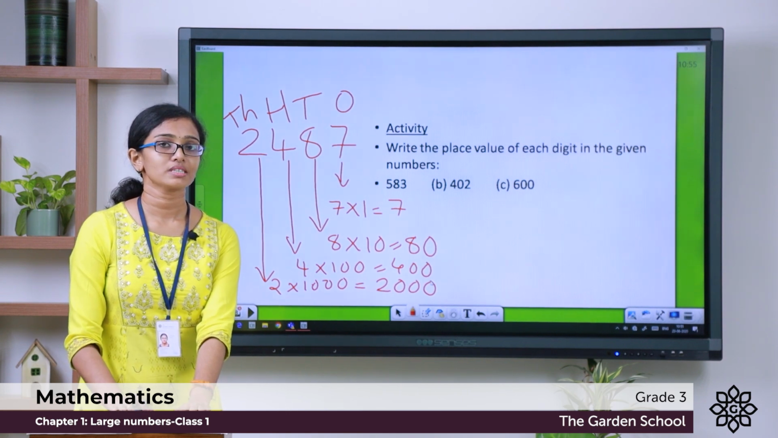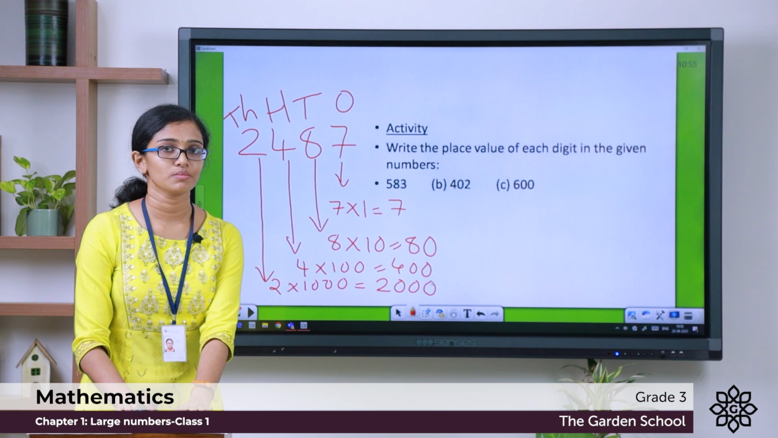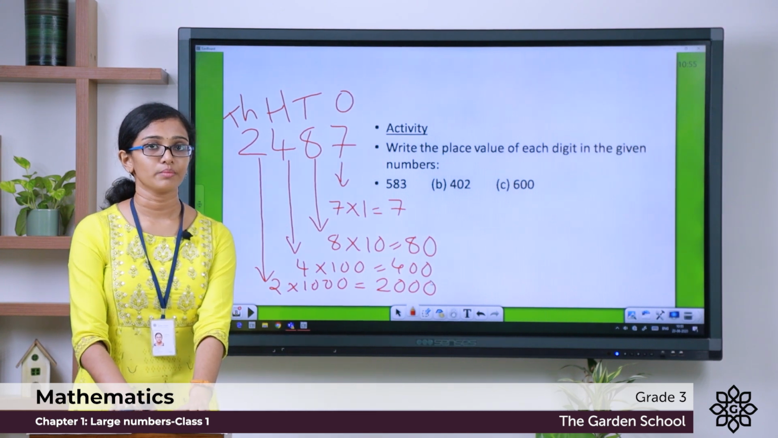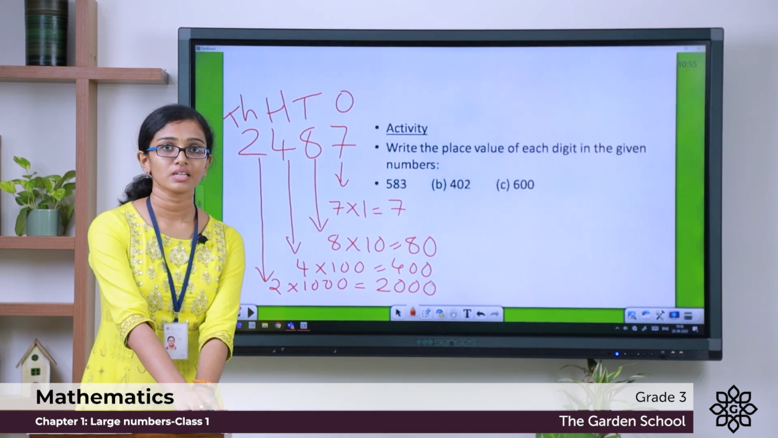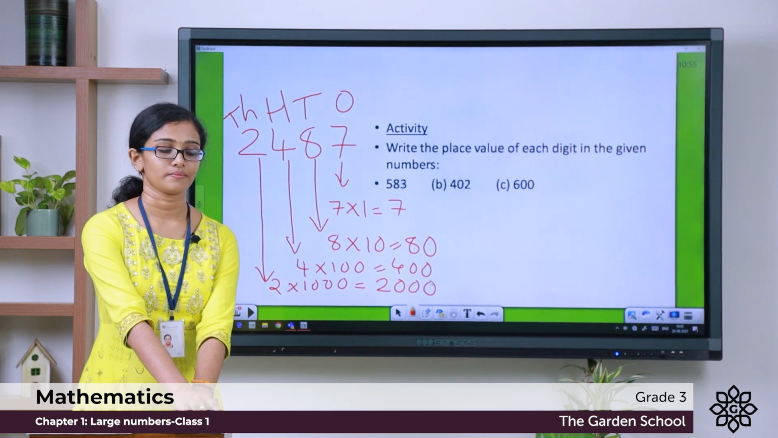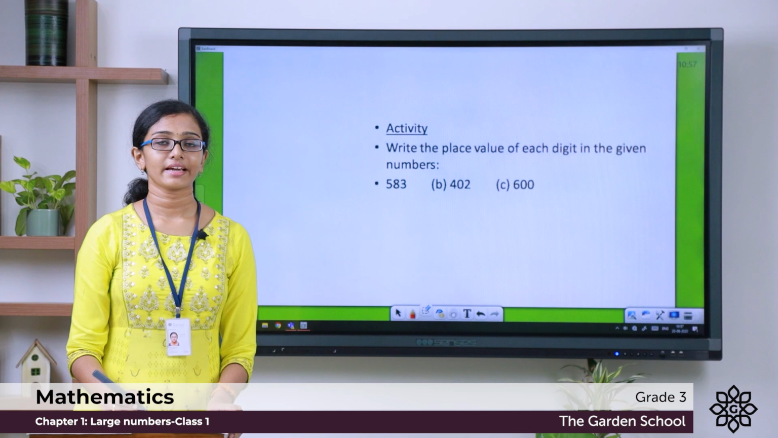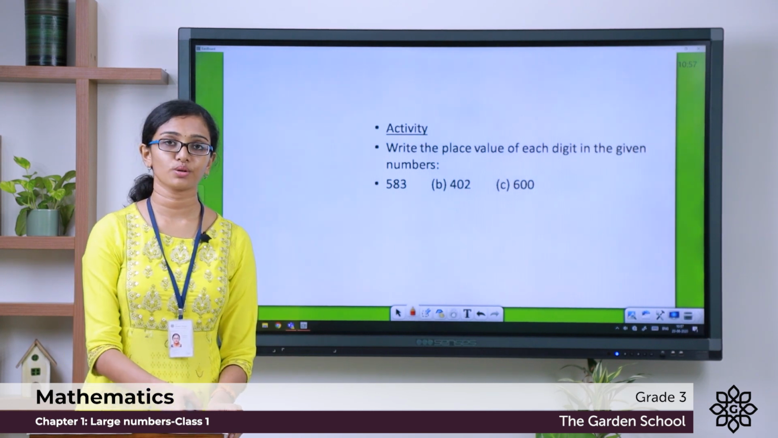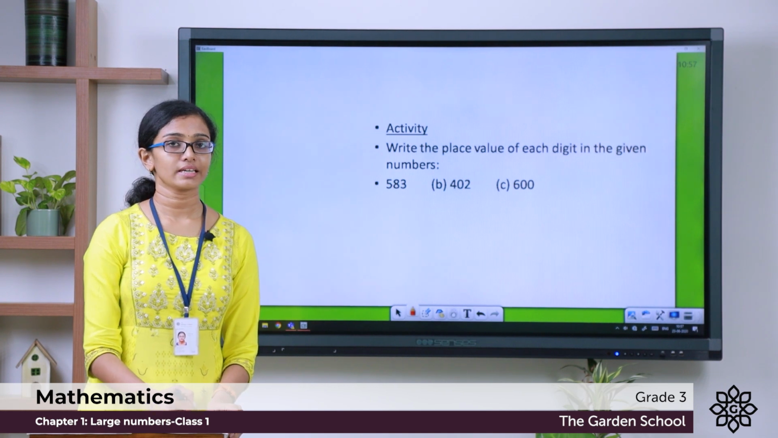Now let's see what is the case if a 0 comes in between. Let's see another example. You are given one example, 6039 in the textbook. Let's see the number name for that one. Let's see that number now.